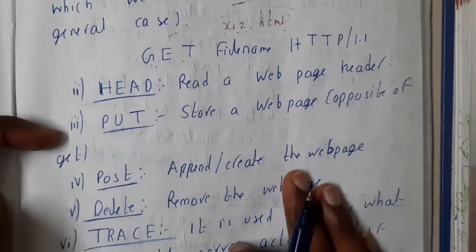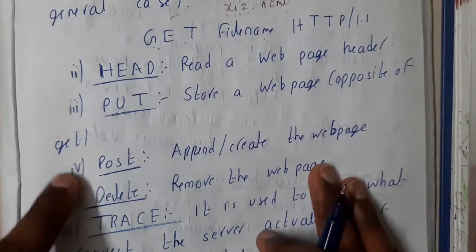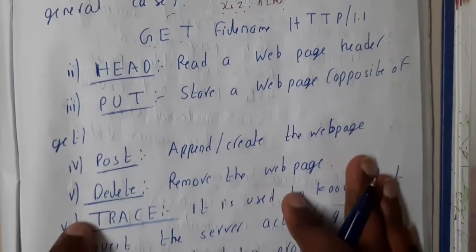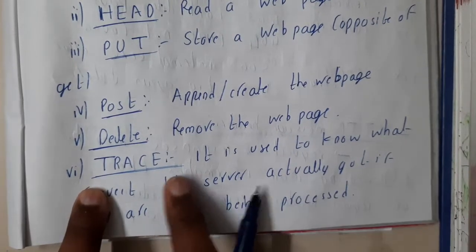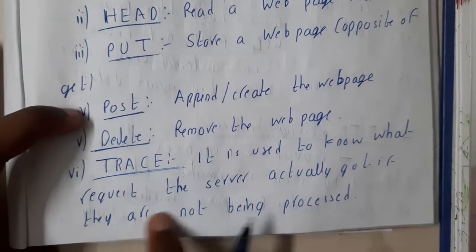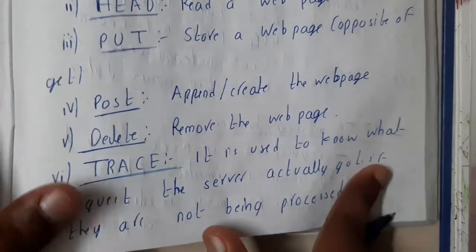We have PUT, which is nothing but to store. We have POST, which is nothing but to create or to publish. Similarly, we have DELETE, to remove it. Similarly, we have TRACE. It is used to know whether the request to the server was actually received, if it is not proceeded.